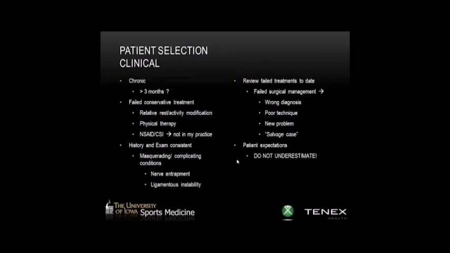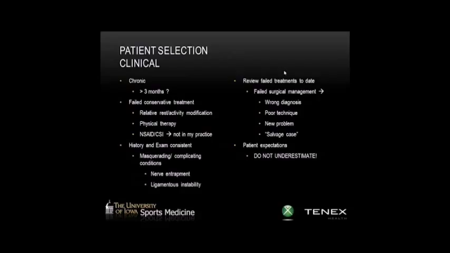In terms of what treatments they've failed to date, I think it's very important to get an idea of what's been done. One of the things I like to know is how many steroid injections they have had. If someone's had 12 steroid injections into their tendon, I do temper my expectations a little bit. I also want to know if they've had other similar treatments and how those have gone.